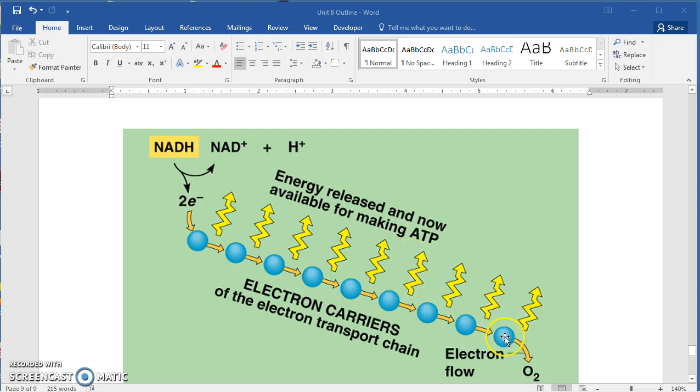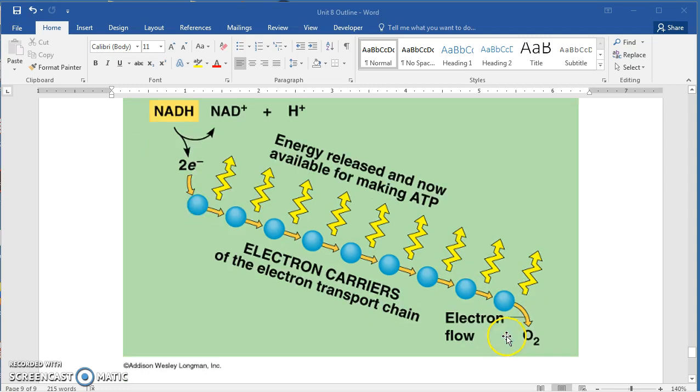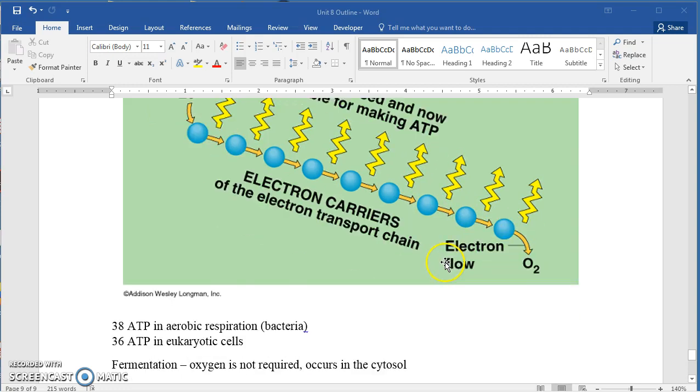The electron gets to the last electron carrier, and then it's passed to oxygen. The oxygen molecule is broken up. 2 hydrogens, 2 electrons are added, and you get water. And water is a result, one of the products of the electron transport chain, as well as most of the ATPs that are produced in the cell.